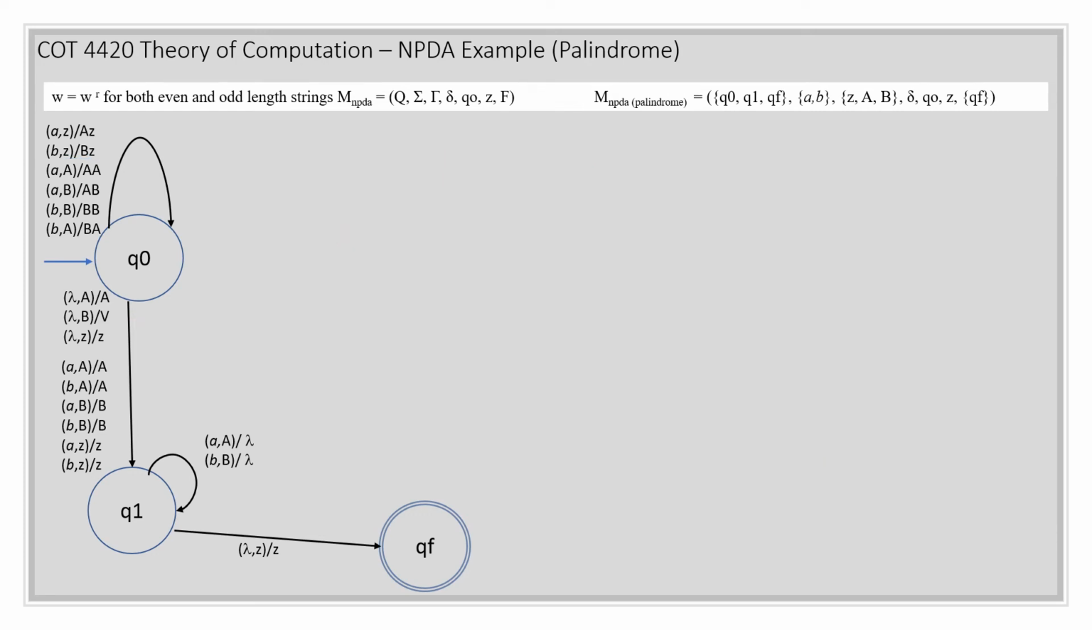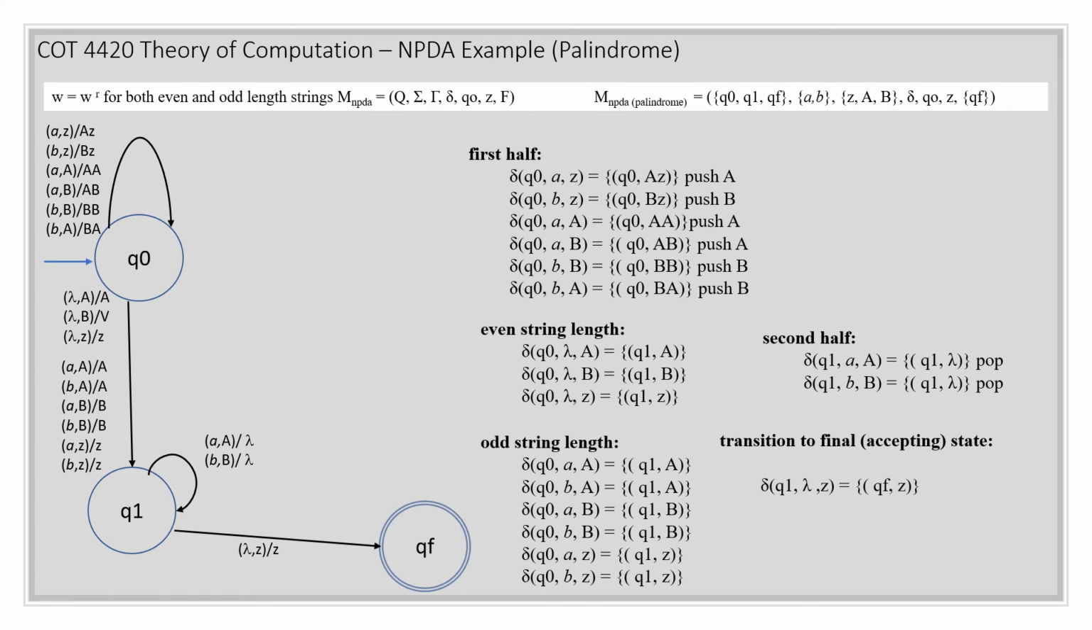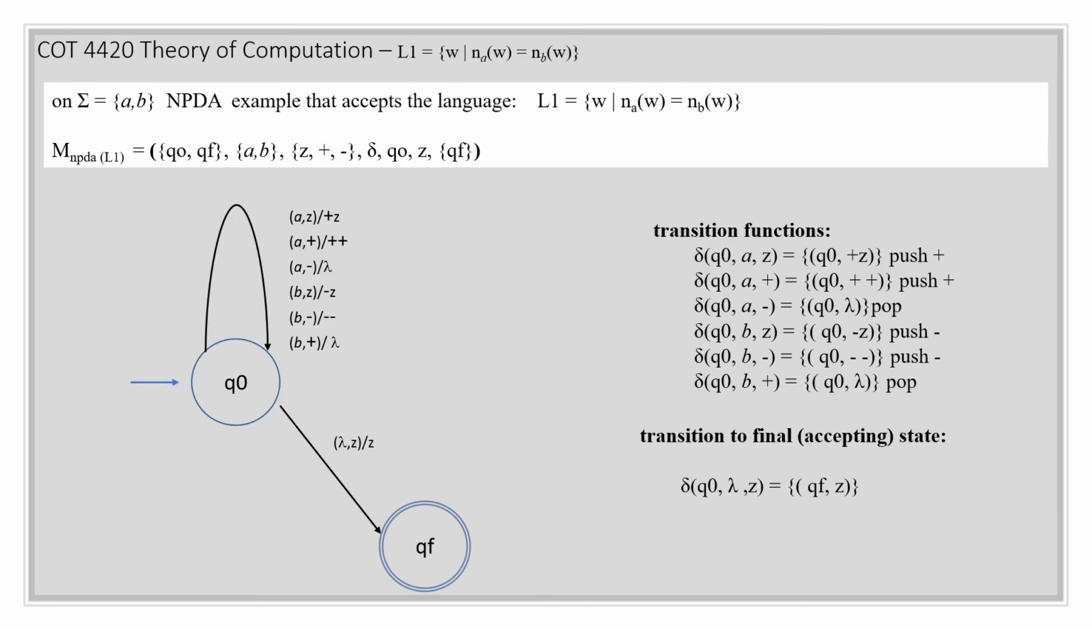All right, we have one more example here. This example is the number of A's equal the number of B's. So in this case, we have two states. We just have our initial state, and our stack alphabet is a little different here. All right, so when we encounter an A, we're going to push a plus.